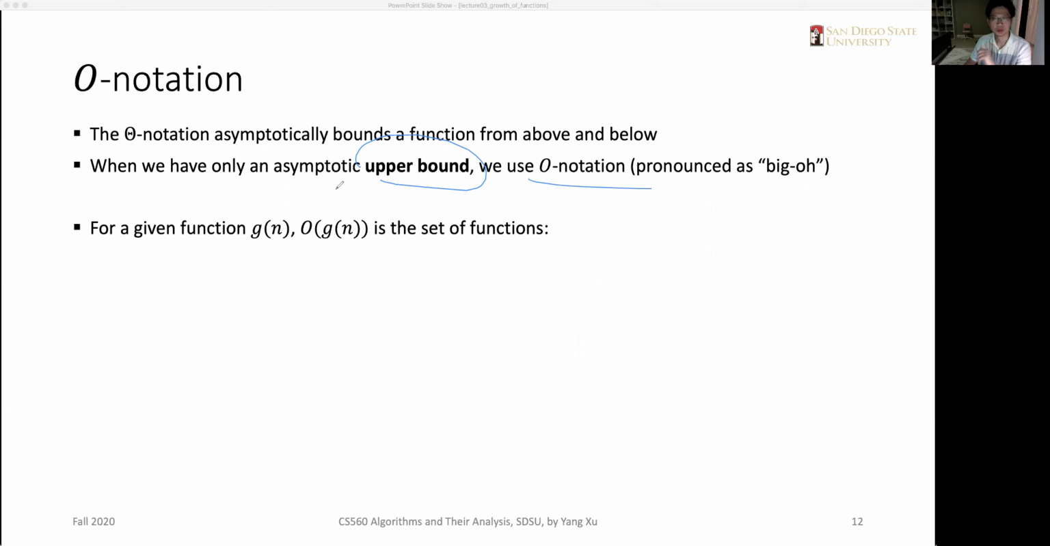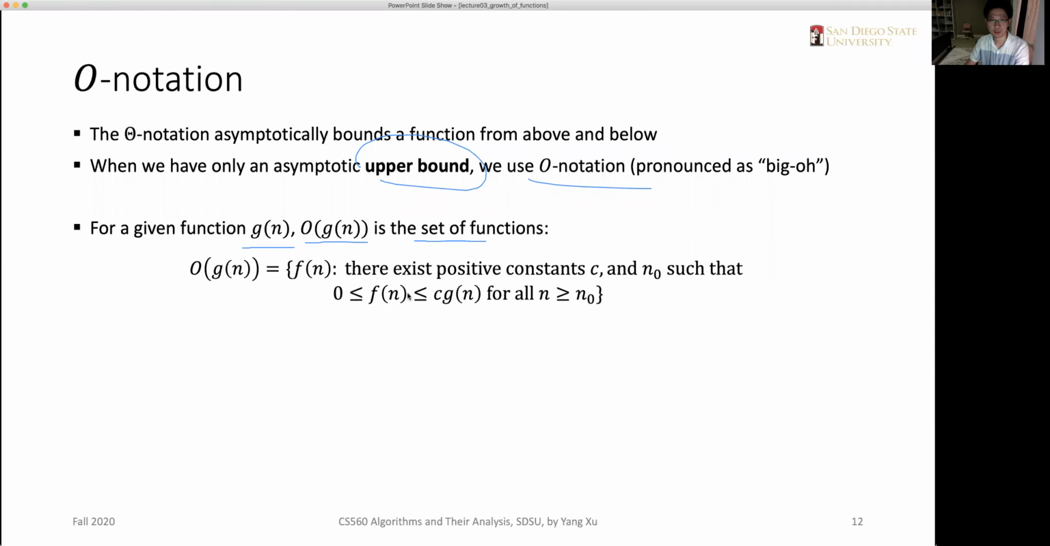So for a given function, now let's look at the formal definition. For a given function g of n, the big O of g of n is also a set of functions, and the set must be satisfied in this way. For any function in this set, there exist positive constants c and n0, such that the target function is smaller than c times g of n for all n greater than n0.